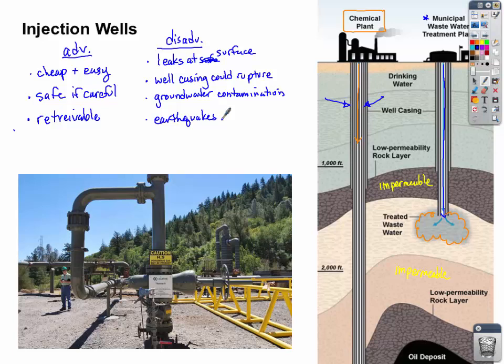If you pump waste down in between two impermeable rock layers and an earthquake makes them permeable, now your material can migrate or move. All right, and it also does nothing to encourage the reduction of waste. It actually encourages, because it is so cheap and easy, it encourages waste production. We could just inject it down a waste or an injection well.